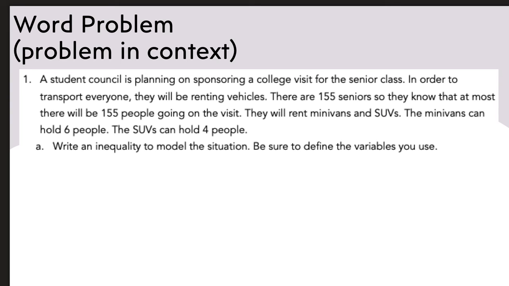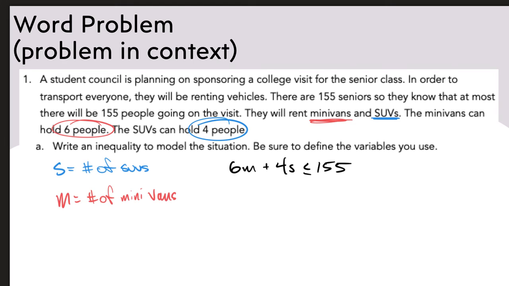So first, let's identify some variables. We're going to write an inequality to model the situation. We're going to define the variables. So we identified them, now we must define them. I said S is the number of SUVs they're going to rent, M is the number of minivans they're going to rent, and this is the inequality that's going to tell us how many students they can transport. 6 students per minivan, so that's 6 times M, plus 4 students per SUV, that's 4 times S. That number should be less than or equal to 155 because it says at most 155 people are going. They can take less, not everyone's going to go.